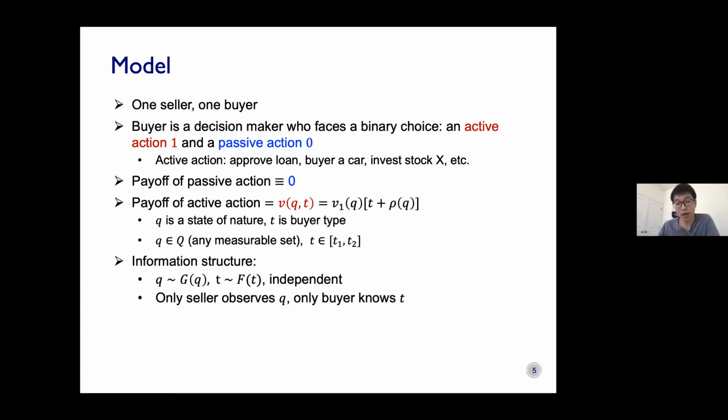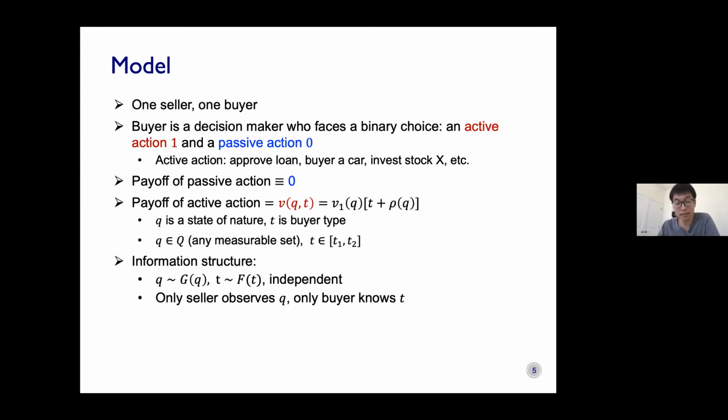The information structure is the following. The state of nature Q is drawn from a prior distribution, and the buyer type T is drawn from another distribution, and they're independent. That means the buyer's type T is some kind of private characteristic of the buyer and has nothing to do with the information. Or alternatively, you can think of the buyer as getting some information that is completely irrelevant to Q, some other things.